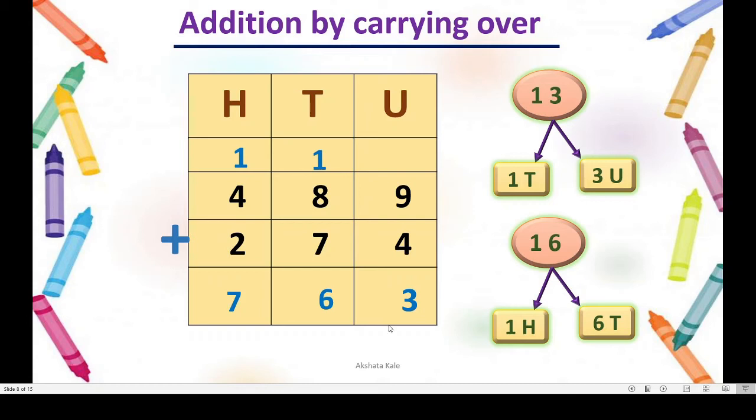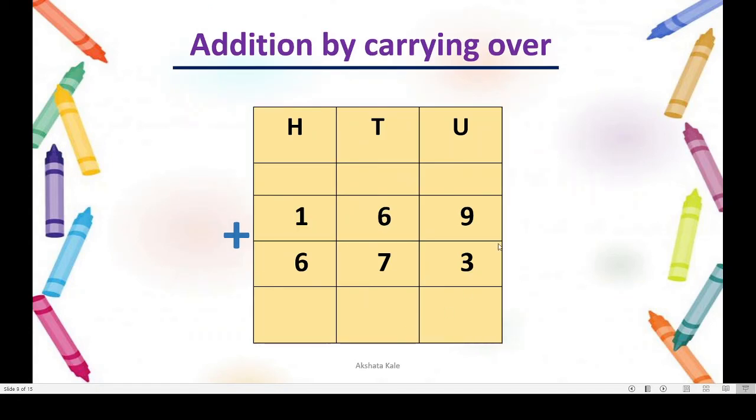One more example we will try. See this. 169 plus 673. Okay. Again here 9 plus 3 is 12. Isn't it? 2 I will write here and I will write 1 here and it will move to tens place. You know now 2 unit and 1 ten it is.